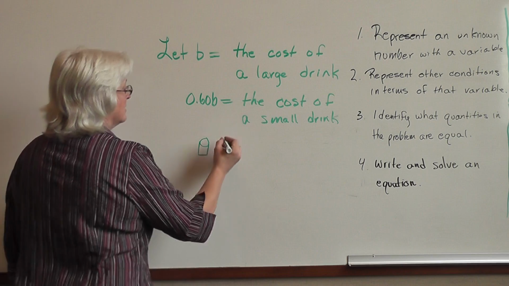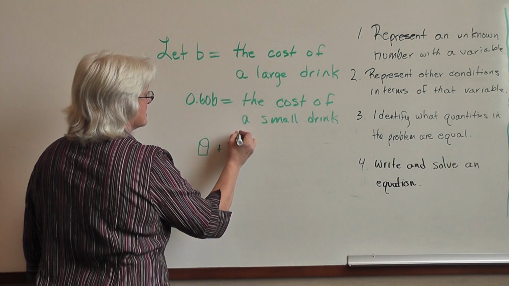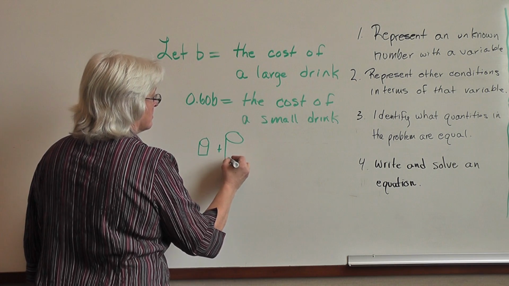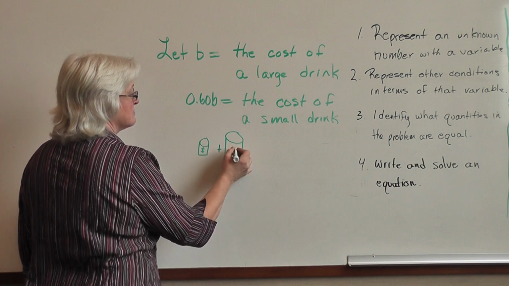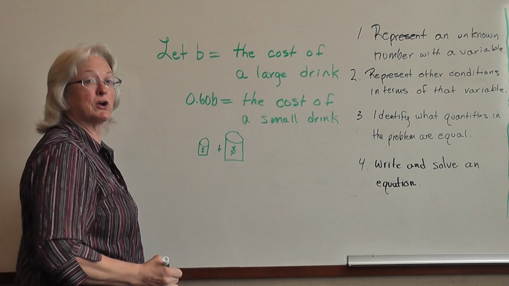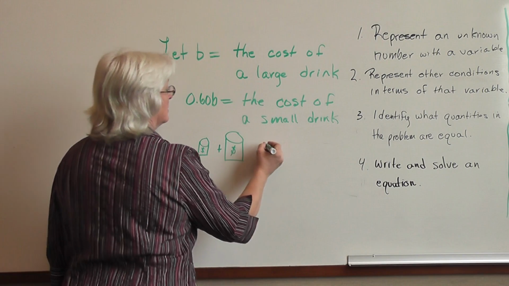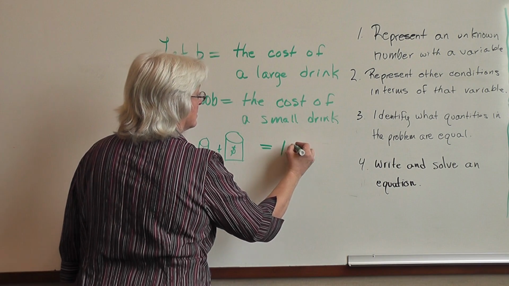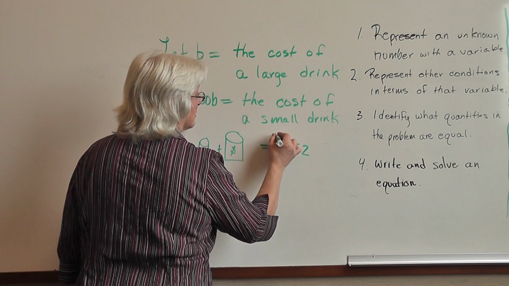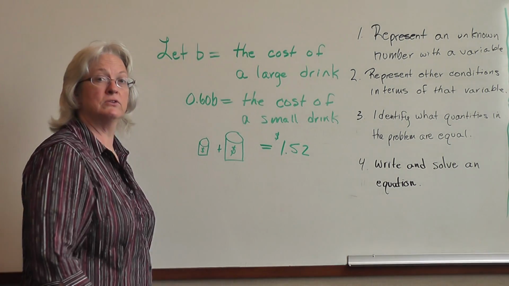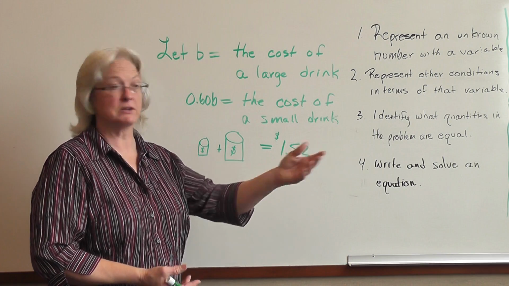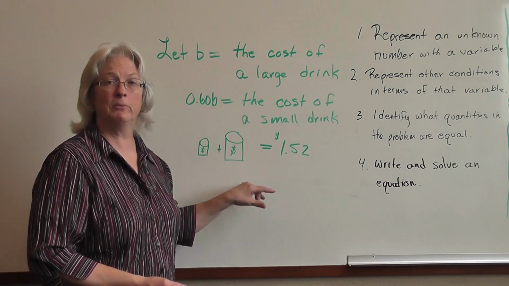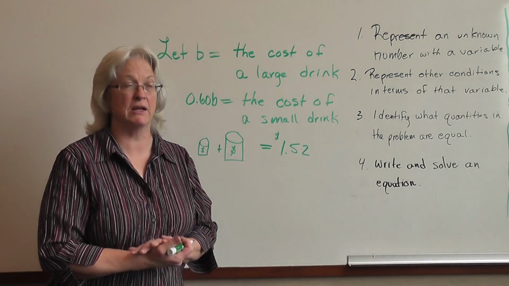Our small drink plus the cost of a large drink is equal to $1.52. So you're going to treat your friend to a drink. Maybe they don't drink as much as you do, so you buy them a little one, you buy you a big one, and it costs you $1.52.